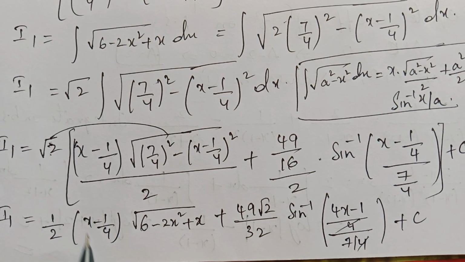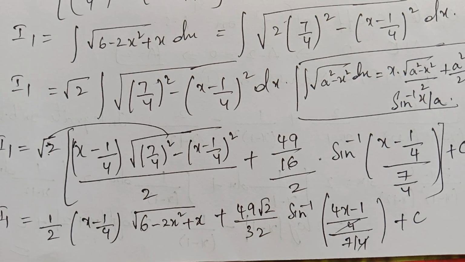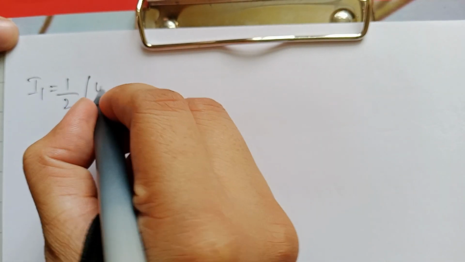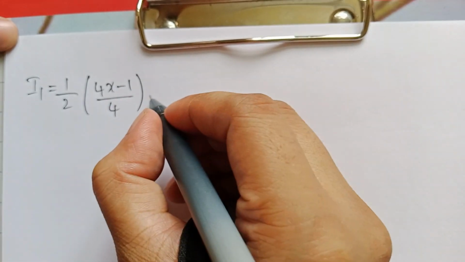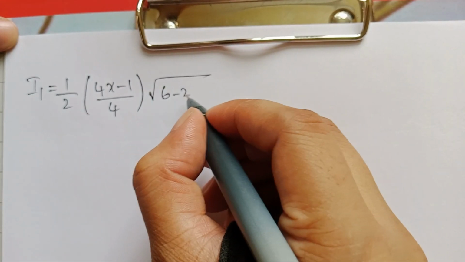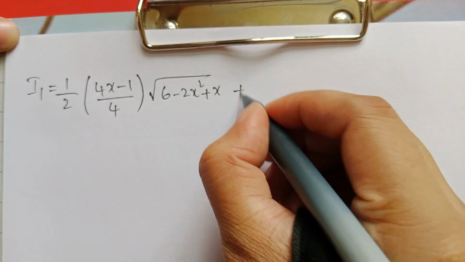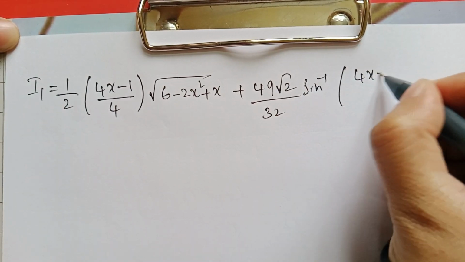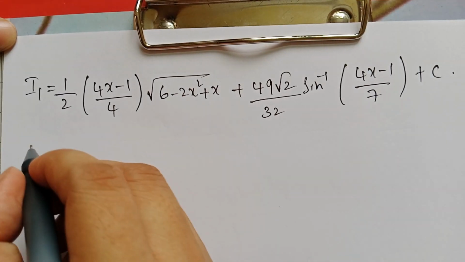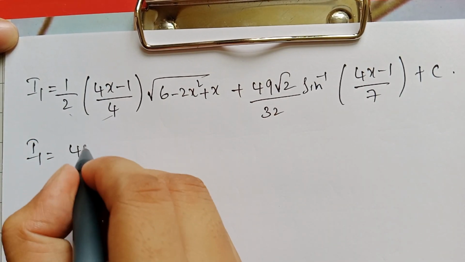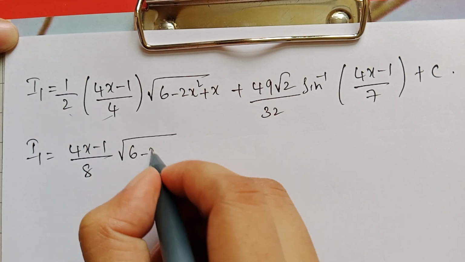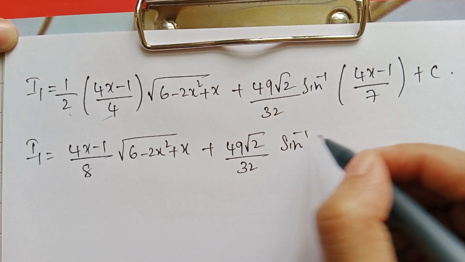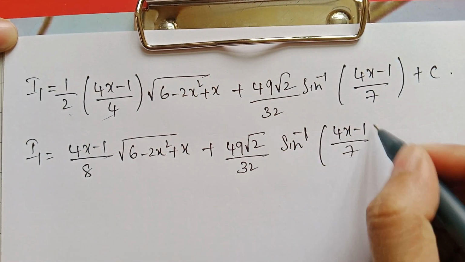Now here we should take the LCM, so it is 4x minus 1 by 4 here. So we will get I1 is equal to 1 by 2. Taking the LCM, we'll get 4x minus 1 by 4 into root of 6 minus 2x square plus x plus 49 root 2 by 32 sine inverse 4x minus 1 by 7 plus c. Okay, now we can multiply this 2, so we'll get 4x minus 1 by 8 into root of 6 minus 2x square plus x plus 49 root 2 by 32 sine inverse 4x minus 1 by 7 plus c.